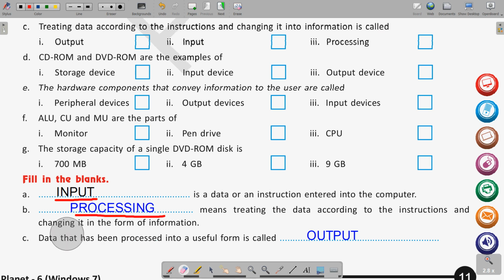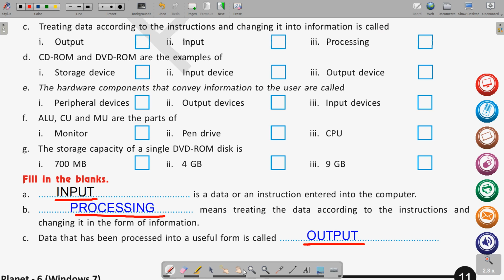Now coming to the third question of the filling the blanks. What is it? The data that has been processed into useful form is called output. Yes, the processed data that is meaningful, or you can say organized. The data is unorganized, but the output which you get is processed data which is converted into information. So that is the useful form, and that is called output. I hope this is clear.